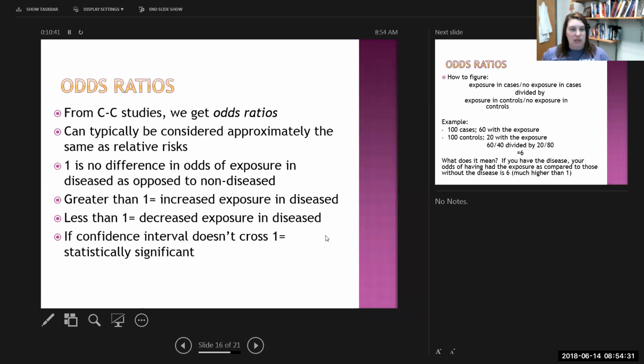Odds ratios, again, we have looked at this before. If you have a number that is greater than 1, you are indicating increased exposure for the disease; less than 1, decreased exposure. Again, the confidence interval that we've looked at: make sure that it does not cross 1. As soon as it crosses 1, the result is no longer statistically significant.